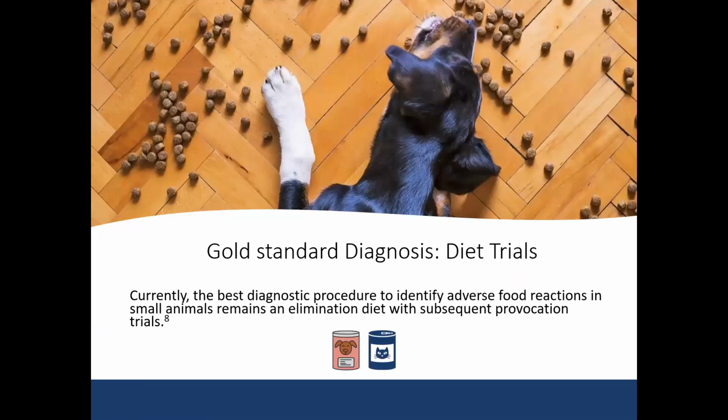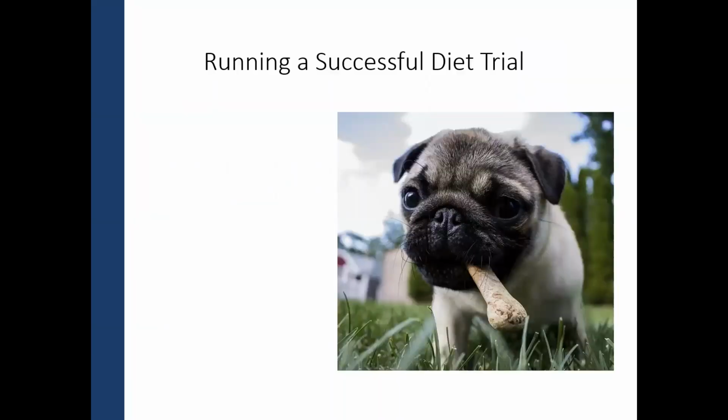The gold standard of diagnosis for an adverse reaction to food remains a diet trial. This is the best diagnostic procedure, an elimination diet with subsequent provocation trials. So let's talk about running a successful diet trial.